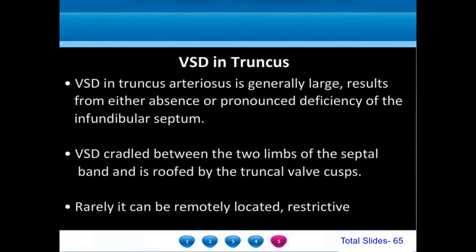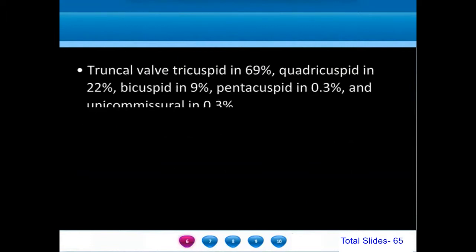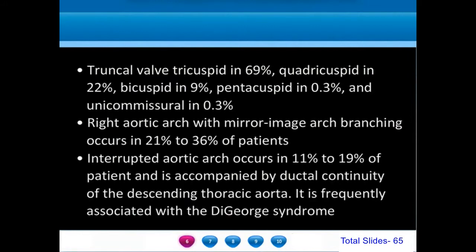VSD in Truncus arteriosus is generally large and results from either absence or pronounced deficiency of the infundibular septum and is cradled between the two limbs of the septal band. Rarely it can be remote and can be restrictive. Truncal valve is tricuspid in about 2/3 of the patients. In a few, it may be quadricuspid or bicuspid.